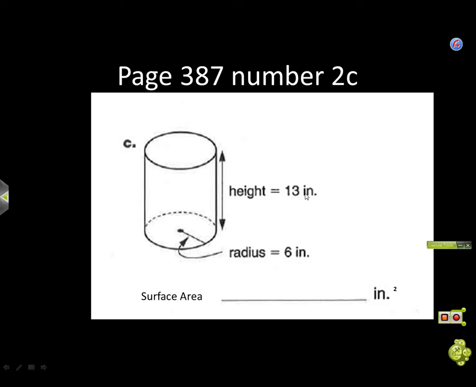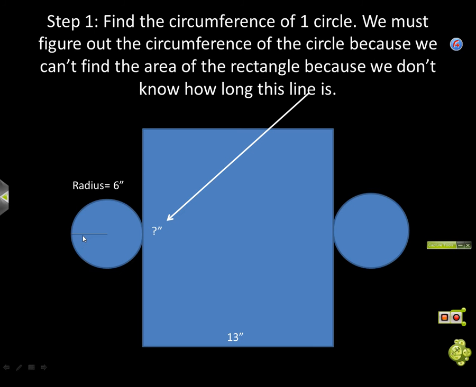They gave us one of the numbers to find the area of this rectangle, but they didn't give us everything we need because it's inches squared. So that means we need 13 times another number to give us the area of this rectangle. Okay, so step 1, we need to find the circumference of one circle. We must figure out the circumference of the circle because we can't find the area of the rectangle because we don't know how long this line is.